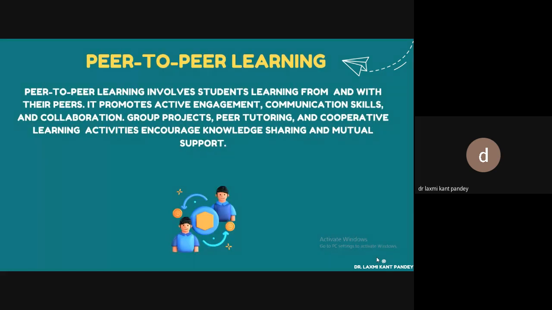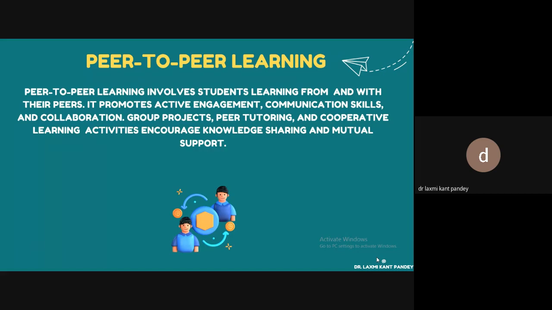Okay, peer-to-peer learning. It is also a very effective method. It is a very student-centric method. It occurs when students learn from one another, not from the teacher. You make a group of two or more students, and the students learn themselves, one student teaching the other student. So this is called peer-to-peer learning. It is also a very good method.